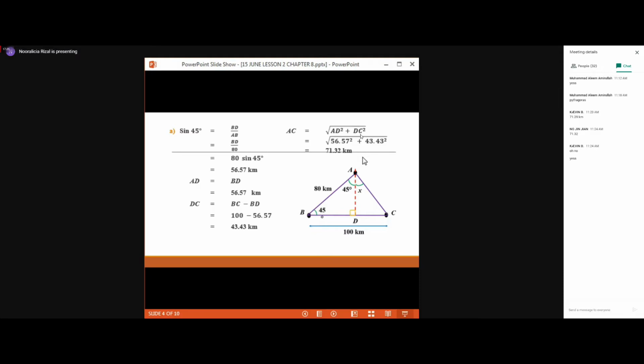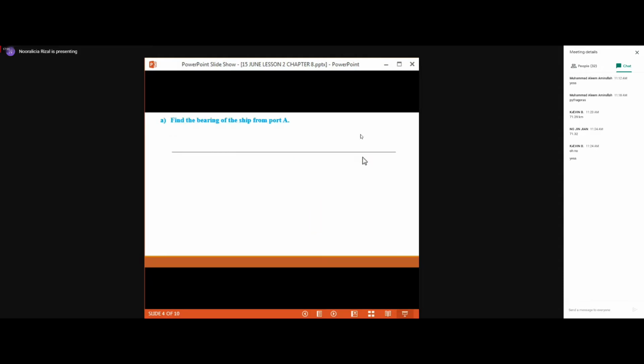Thank you, Jin Jen. So this is your SPM question here. If you're not lucky, it won't be that easy. You have to draw out your diagram, then you have to think a little bit. Usually it's only one question, but this one is a 2-part question. So now let's look at the part B question. Part B is now to find the bearing of the ship from port A.